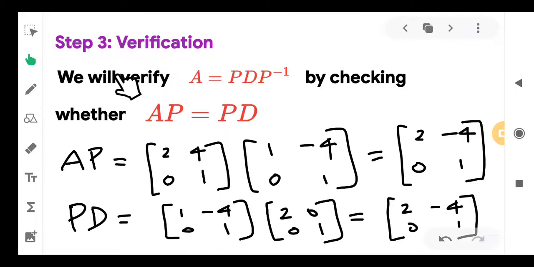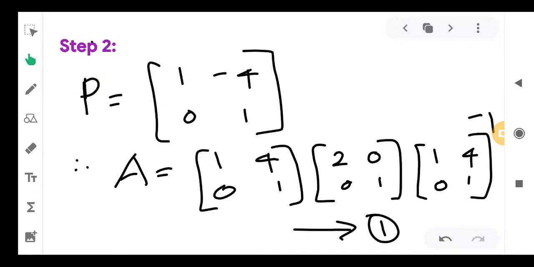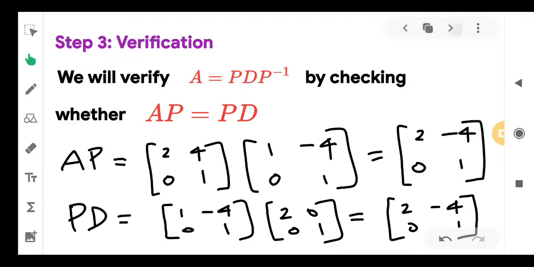AP, you just check, verify it. AP, you can see that this is A into P, you'll be getting like this. PD also will be like this. So one and the same. AP equal to PD means A equal to PDP inverse. Therefore, A is diagonalized to this diagonal matrix consisting of the eigenvalues. So that's how this 2 by 2 matrix is done.